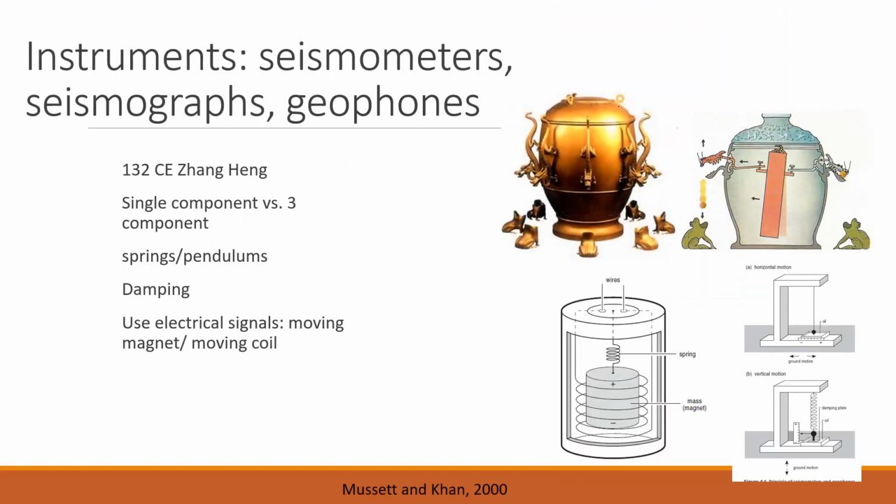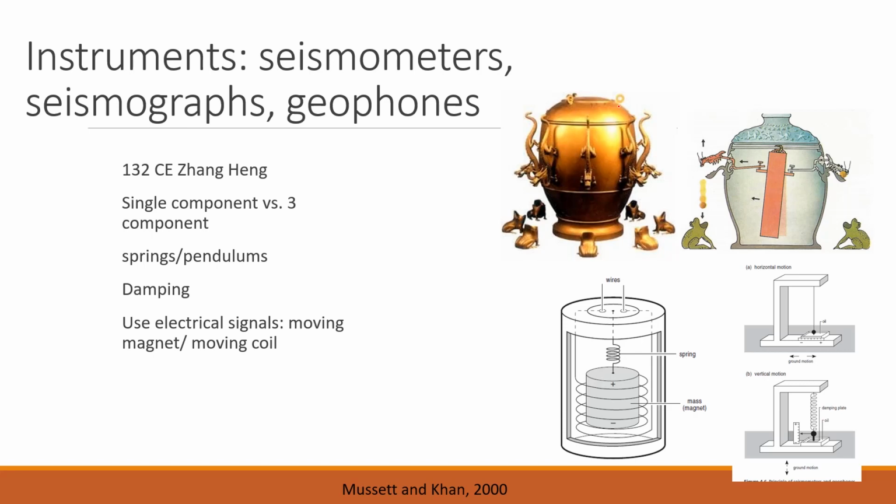How do we record these? We want to measure how the ground moves. So how do we do that? We are going to use instruments. So seismometers is the term I prefer. A lot of people will use the term seismographs. Geophones are a specific type of instrument that is a little bit cheaper but does the same thing.